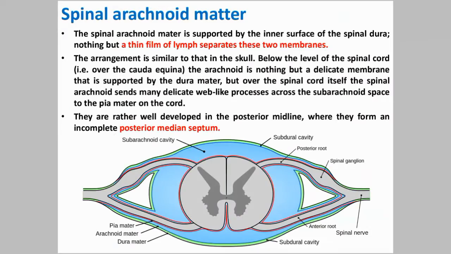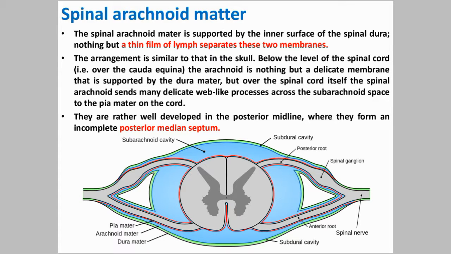Now we will talk about the spinal arachnoid mater. The spinal arachnoid mater is supported by the inner surface of the spinal dura. Nothing but a thin film of lymph separates these two membranes. The arrangement is similar to that of the skull.